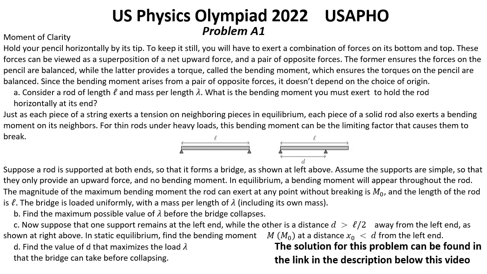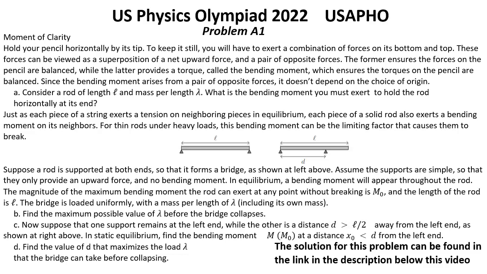In equilibrium, a bending moment will appear throughout the rod. The magnitude of the maximum bending moment the rod can exert at any point without breaking is m0, and the length of the rod is L. The bridge is loaded uniformly, with a mass per length of lambda, including its own mass.